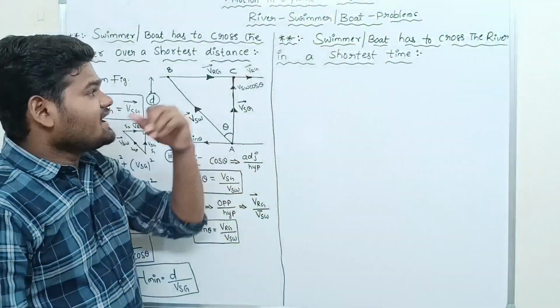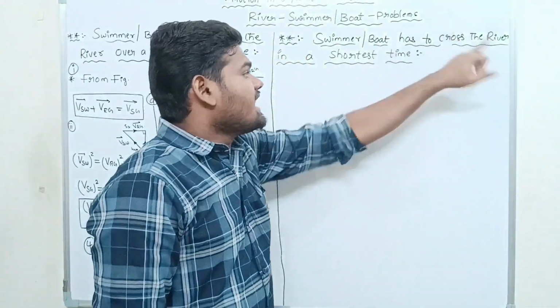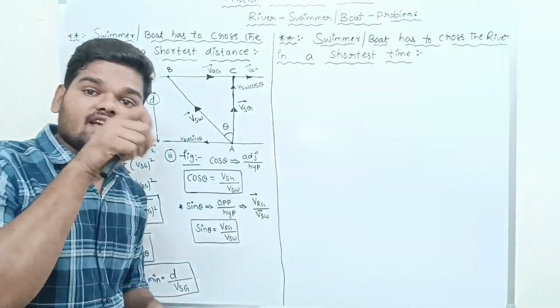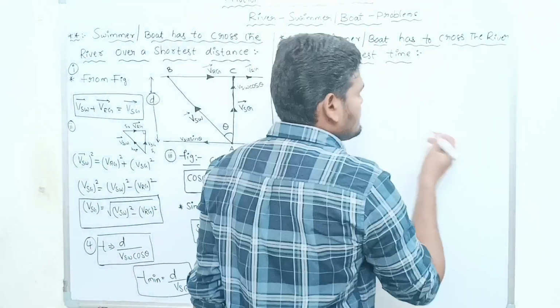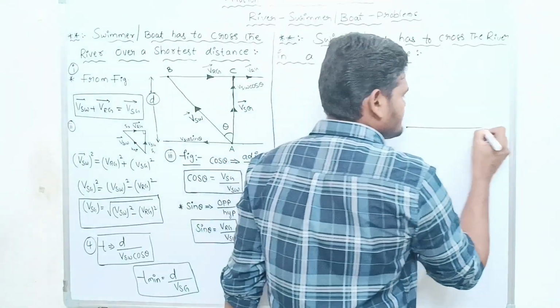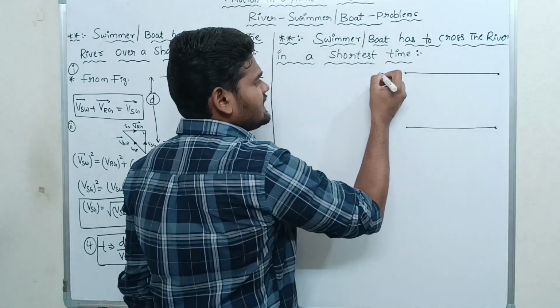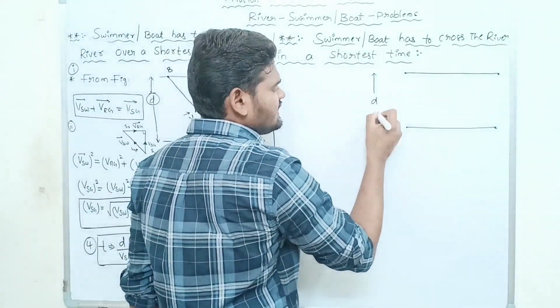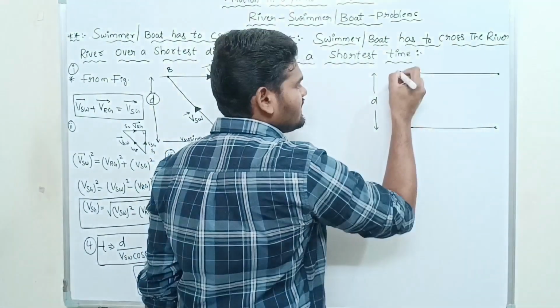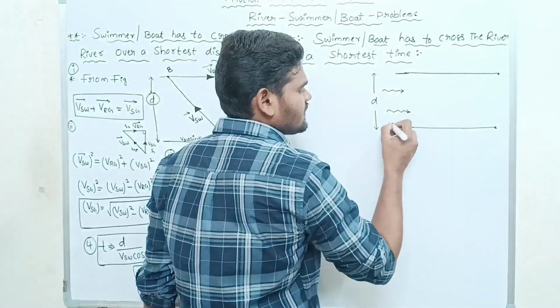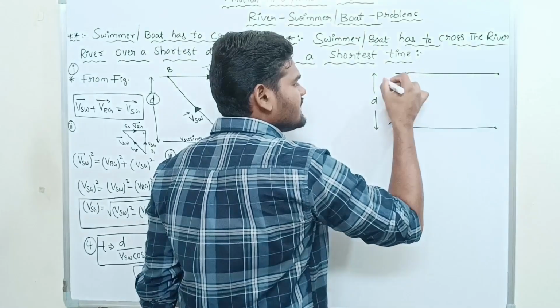Right, so have a look. The second case: swimmer or boat has to cross the river in the shortest time. That is our second case. So I'm taking the river. Let us consider this is a river. Let us consider the width of the river is d. D be the width of the river. Now the direction of flow of river is this. Now the river is flowing in this direction.